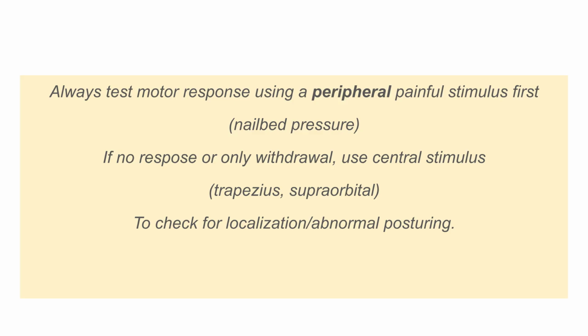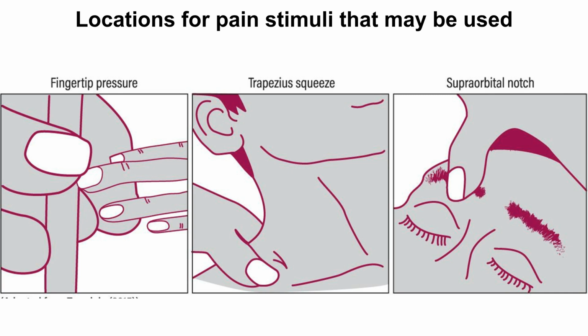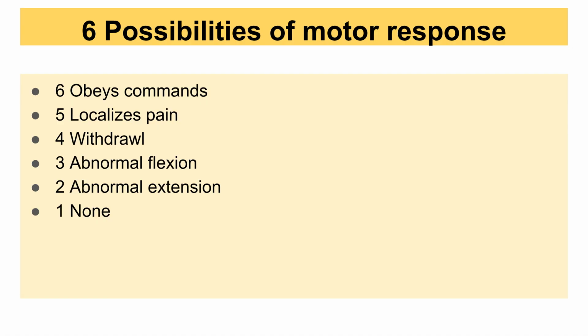When testing motor response, always begin with a peripheral painful stimulus, like nail bed pressure. If there's no response or only withdrawal, move to a central stimulus to check for localization or abnormal posturing. Pain stimuli can be applied using fingertip pressure, trapezius squeeze, or pressure on the supraorbital notch. The 6 possible motor responses are obeying commands, localizes pain, withdrawal, abnormal flexion, abnormal extension, and none.